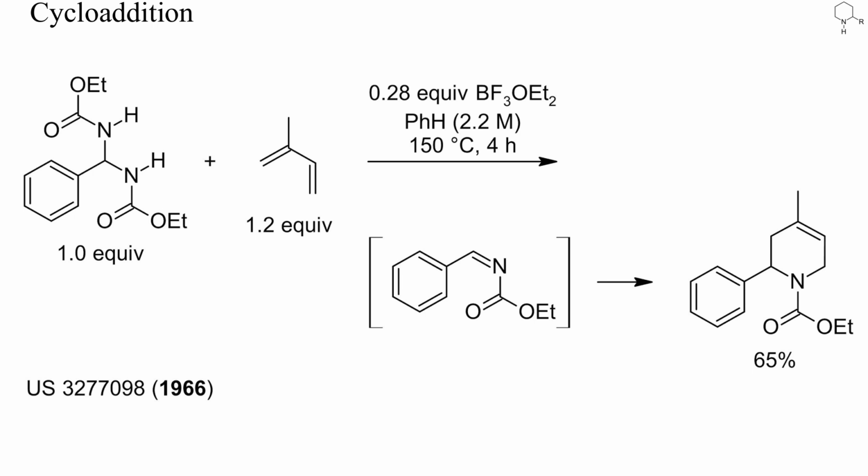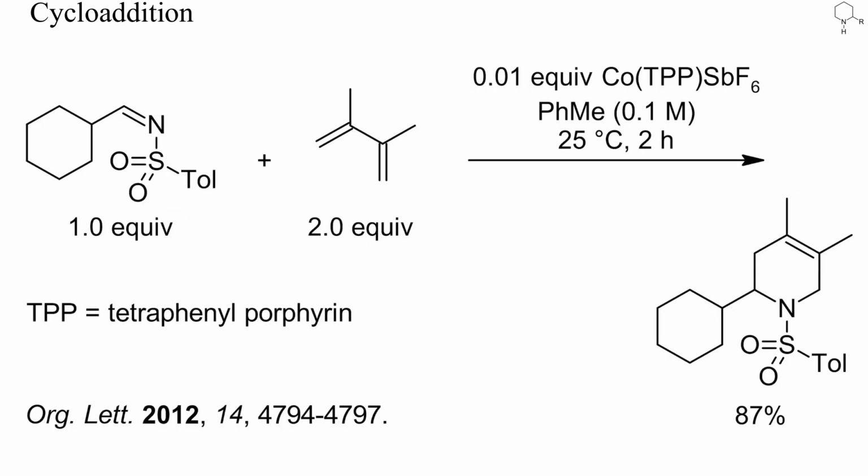Imines can act as electron-deficient dienophiles in hetero-Diels-Alder reactions. These reactions proceed faster the more electron-rich the diene and electron-deficient the imine. Here, the imine was generated in situ in the presence of isoprene and an acceptable yield of mainly one regioisomeric tetrahydropyridine resulted. Lewis acids can catalyze Diels-Alder reactions.